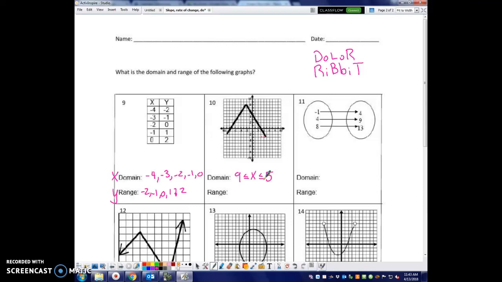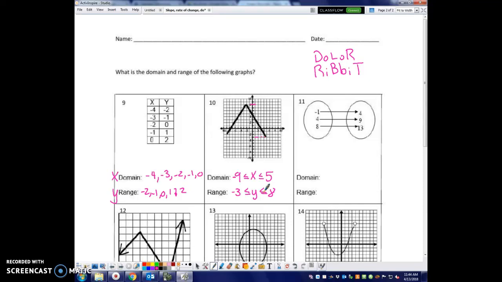Don't forget that. Range, how far down does it go? It goes down here to, oh, sorry, this is -9. It goes down here to -3. And how high does it go? Looks like 8. 1, 2, 3, 4, 5, 6, 7, 8. Range is y. Does it touch -3? Yes, it does. So we put the line underneath. Does it touch 8? Yes, it does. Okay. Remember, if it doesn't touch it, there is no line.